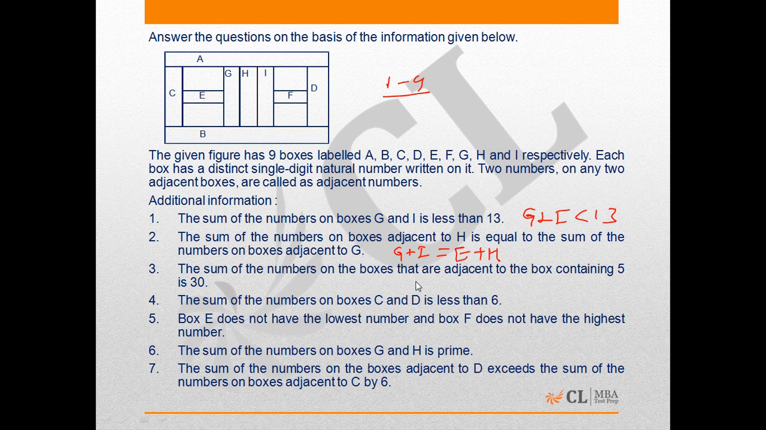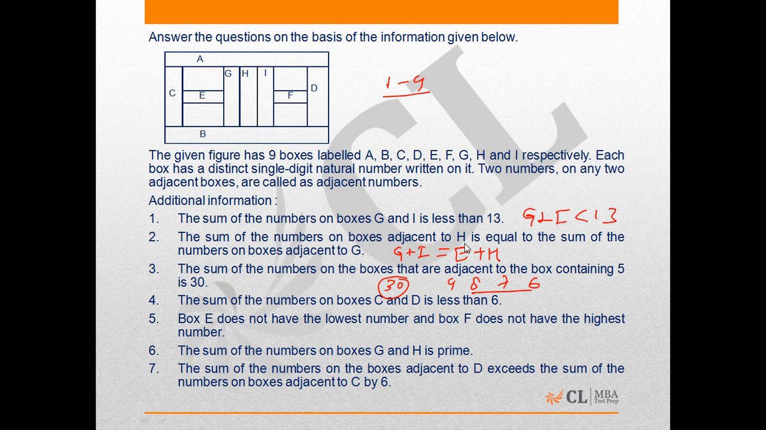In the next statement it is given that the sum of the numbers on the boxes adjacent to the box containing 5 is 30. Out of the given numbers, a sum of 30 can be obtained by taking at least 4 numbers. In case of 4 numbers we need to take 9, 8, 7, 6. In case of 5 numbers we'll have more than one possibility.